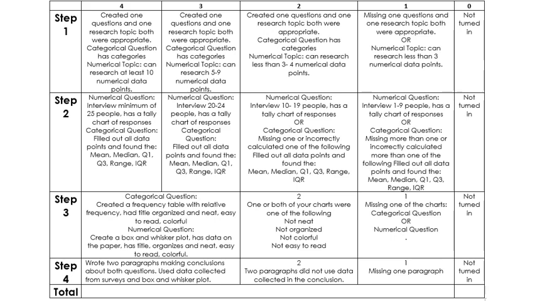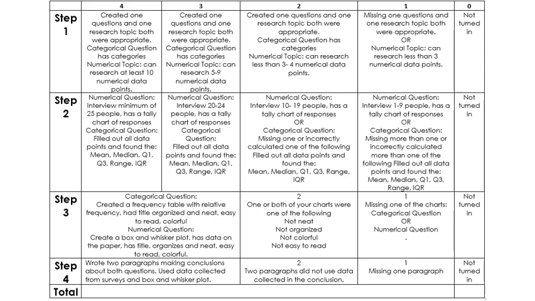So the first category is step one: create one question and one research topic, both were appropriate. Your categorical question has categories. Your numerical topic can research at least 10 numerical data points. For step two, your numerical question, you have to interview a minimum of 25 people. You have a tally chart of your responses. Your categorical question, you make sure you fill out all the data points and found the mean, median, quartile one, quartile three, range, and interquartile range.